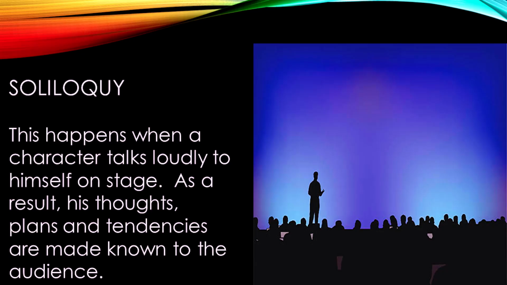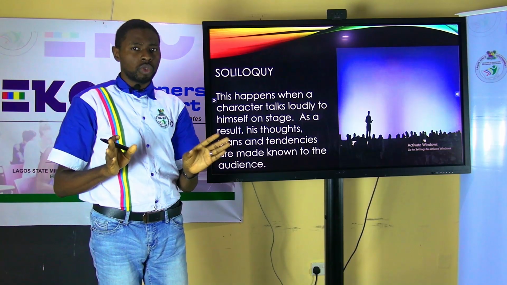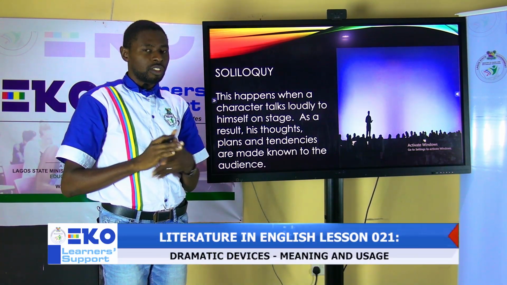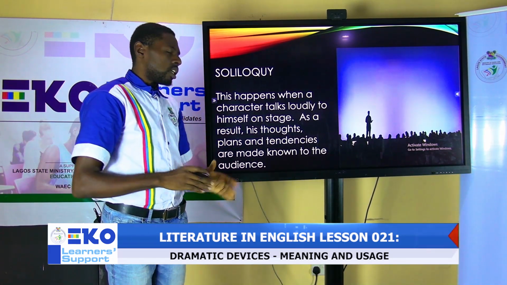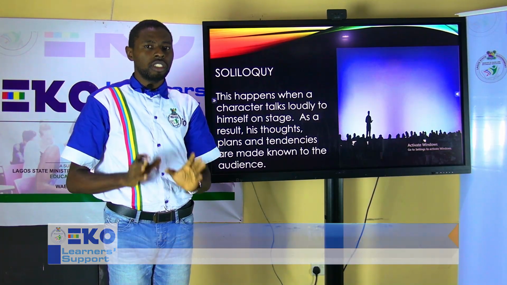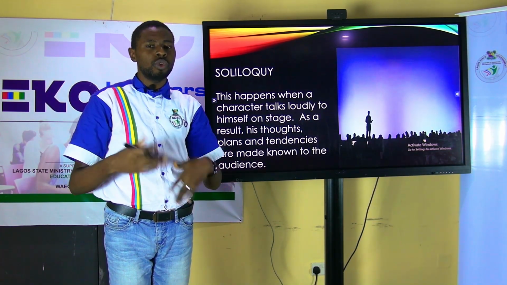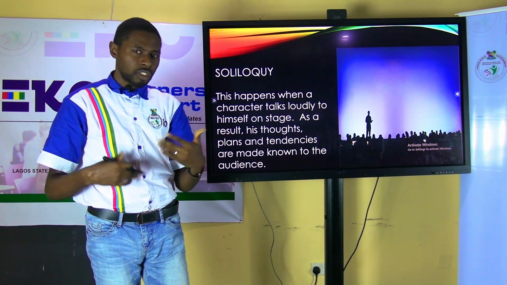And as a result, his thoughts, his plans, and tendencies are made known to the audience. It's a very, very simple device to understand. However, one must be careful not to mistake it with another kind of device. That's why it must be explained. In this case, a character is alone on stage and talks to himself. So you say he's soliloquizing. He talks to himself. And what is the essence of this talking?